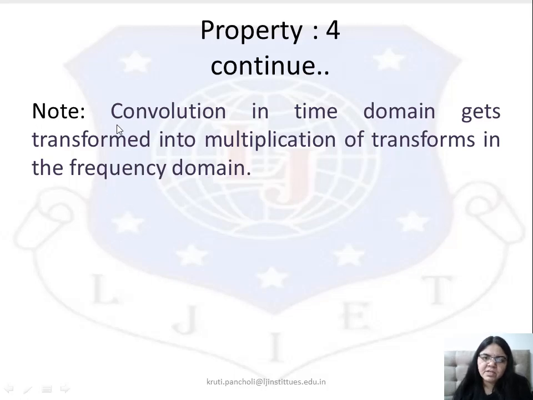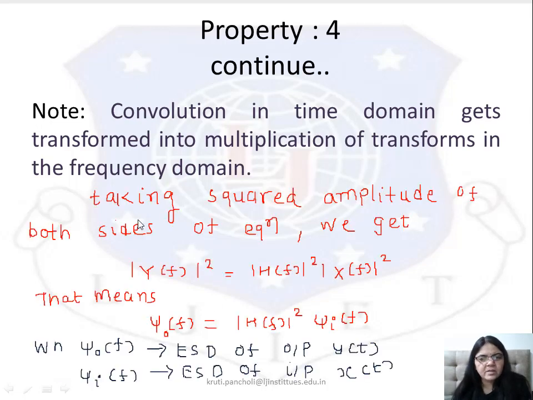So important, notice that convolution in the time domain gets transformed into multiplication of transforms in the frequency domain. Now we'll take the square on both sides of the equation. So it is modulus of Y(f) squared equal to modulus of H(f) whole squared into modulus of X(f) whole squared. What is this |Y(f)|²? It's the energy spectral density at the output end.